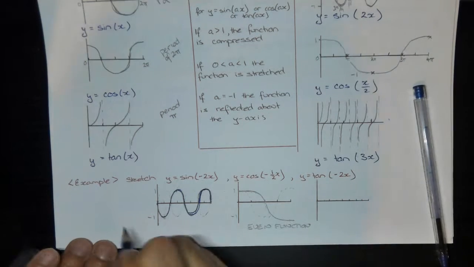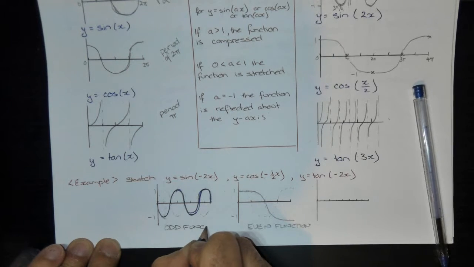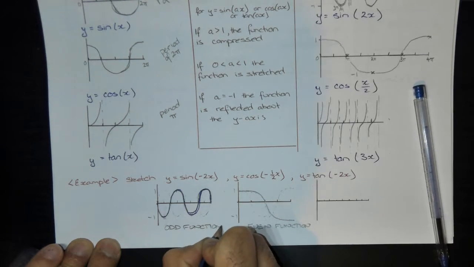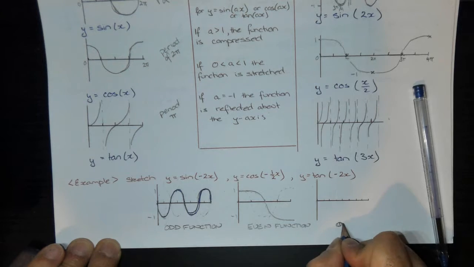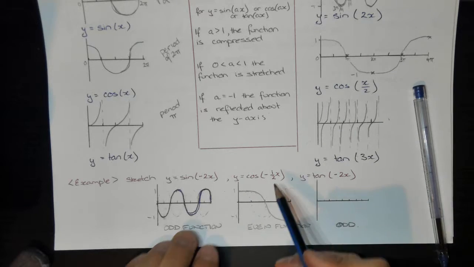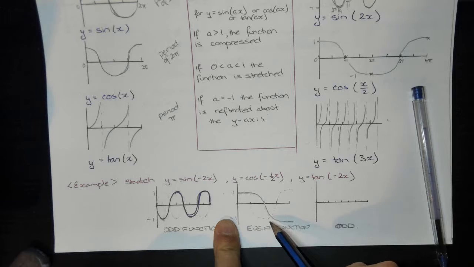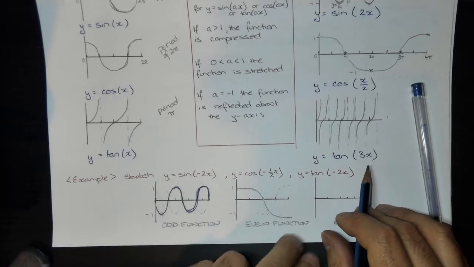Sorry, and sine is an odd function. Yep, and so is tan. So just remember that cos is an even function, so when you have a negative, it will still give you the same type of function. All right, so now we have tan.